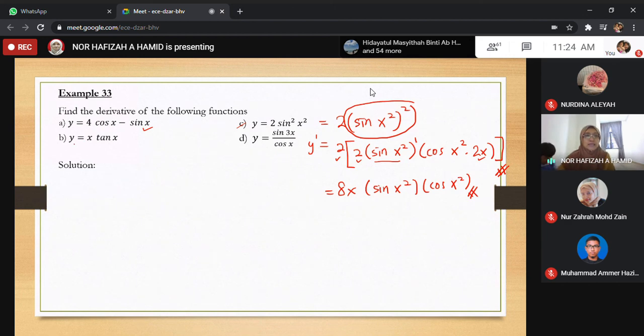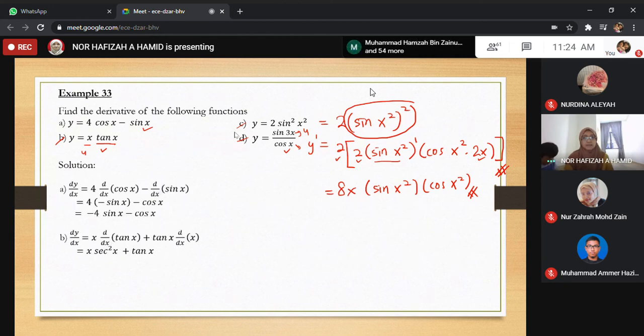So kalau yang B ni, you pakai product rule. You have x times with tangent x. So ni U and then this one is V. Itu you macam biasa lah, pakai product rule. So for D, you use quotient rule sebab dia division. So ini is U and then this one is V. Okay. So ini for example 33. So yang full solution, you will refer to recorded video. Okay.